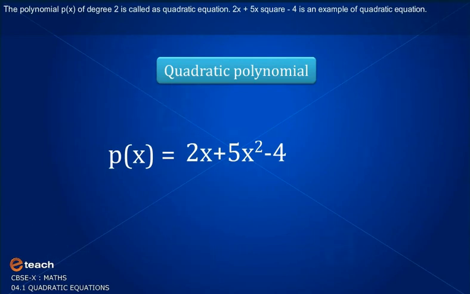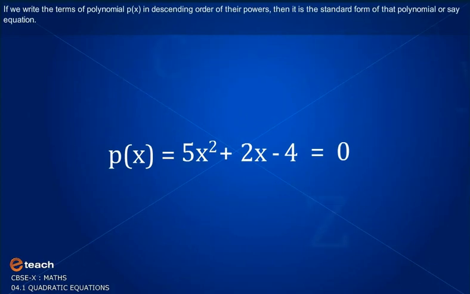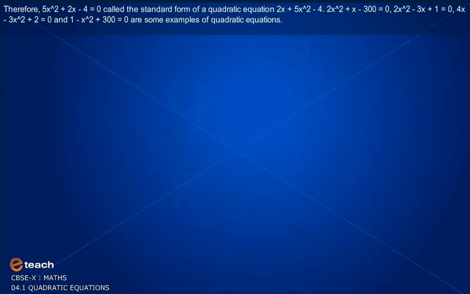2x plus 5x square minus 4 is an example of a quadratic equation. If we write the terms of polynomial p(x) in descending order of their powers, then it is the standard form of that polynomial, or say equation. Therefore, 5x square plus 2x minus 4 is equal to 0 is called the standard form of a quadratic equation 2x plus 5x square minus 4.